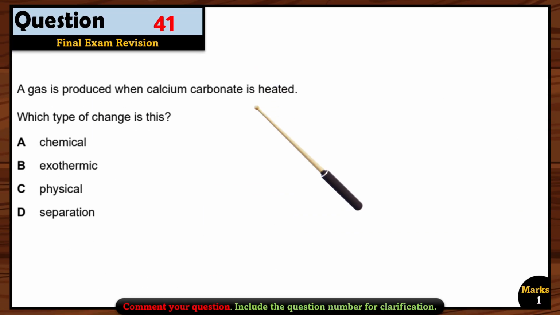Let's see question 41. A gas is produced when calcium carbonate is heated. Which type of change is this? Sometimes students forget which option to choose. Should I choose exothermic or separation or whatever? Please, they are asking about a change. There are only two types of changes, physical change and chemical change. They are not asking about the type of reaction. A gas is produced, it means something new has been made. Gas is produced means that now you get a new compound. So this change will be a chemical change. So that's why option A will be the right option.